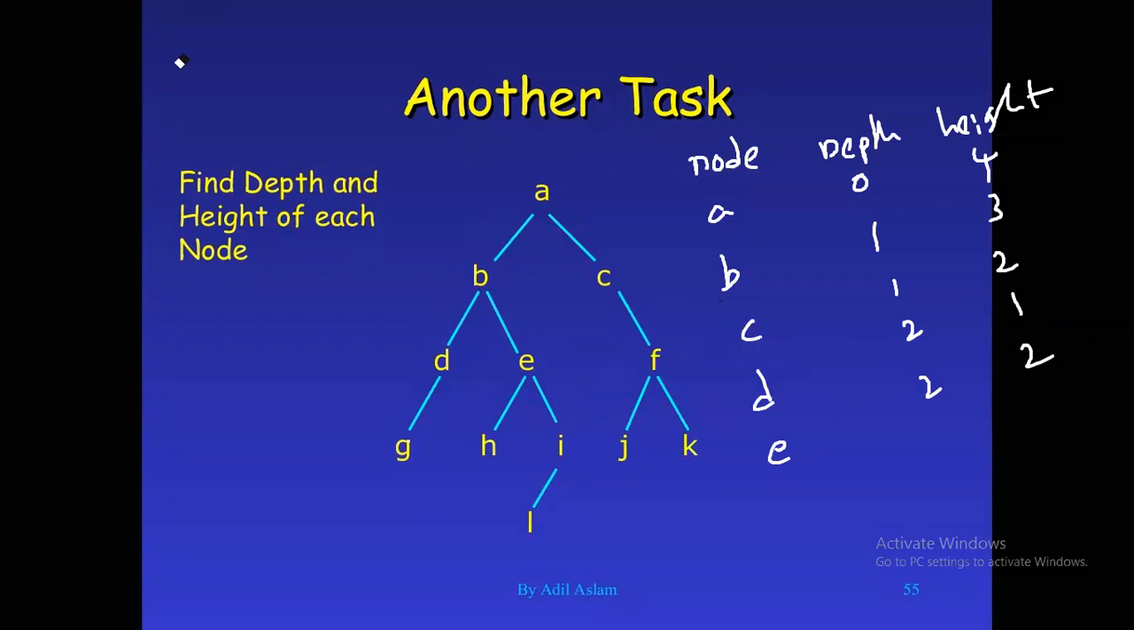E completed. I'll do one more. After E, F. What is the depth? Up to root: 1, 2. Depth is 2. Height up to leaf: only 1. Therefore 1. Like this, you can calculate it for the remaining nodes also.